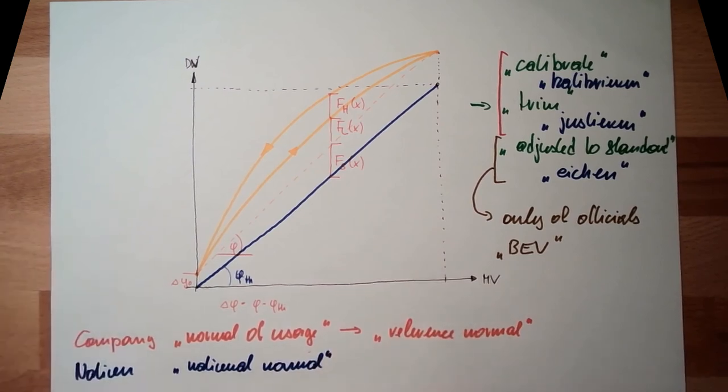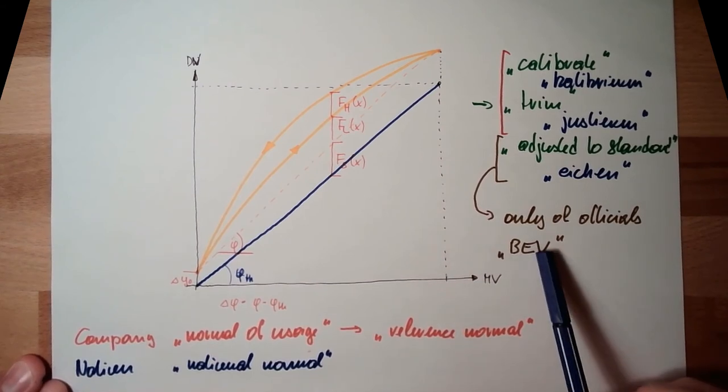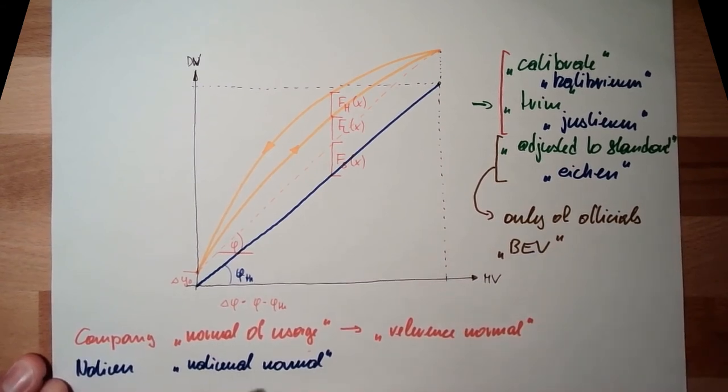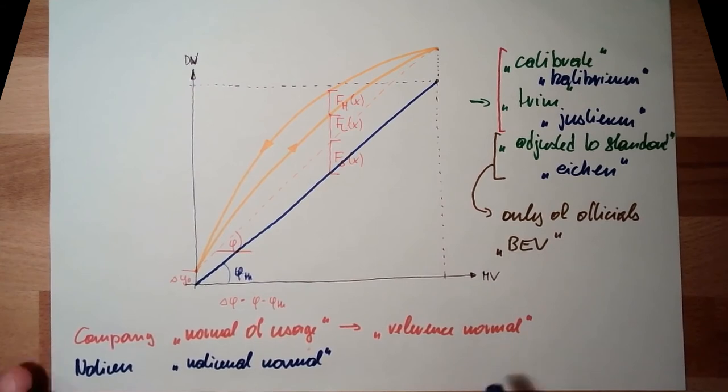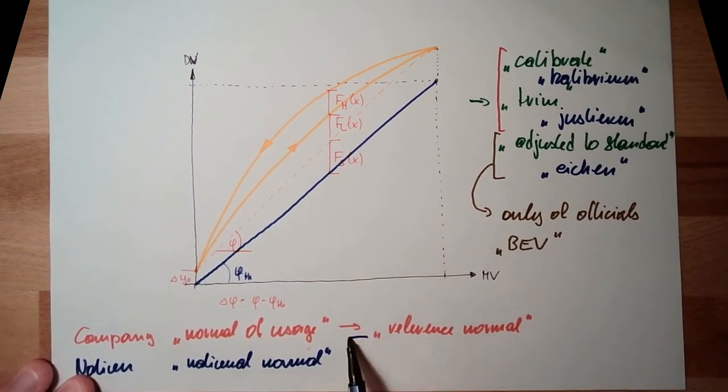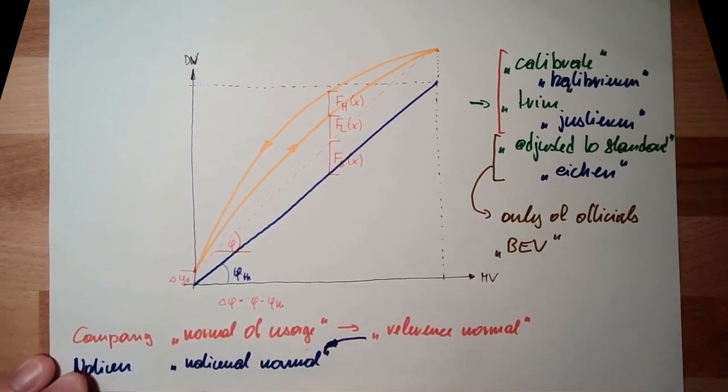In Austria, the ones who have the national normal are the Bundeseichenvermessungsamt. The reference normal is checked against the national normal. This might be done by the officials.